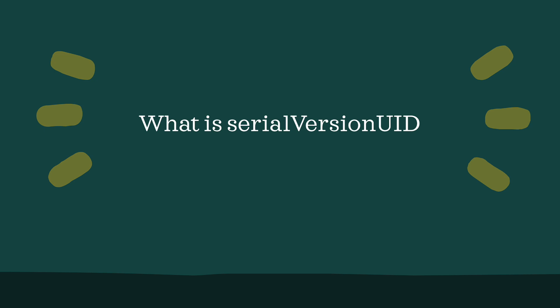Serial version UID is a unique identifier for a serializable class in Java. It's used during the deserialization process to verify that the sender and receiver of a serialized object have loaded classes for that object that are compatible. In other words, it ensures that the class definition hasn't changed in a way that would make the serialized object incompatible with the current class.